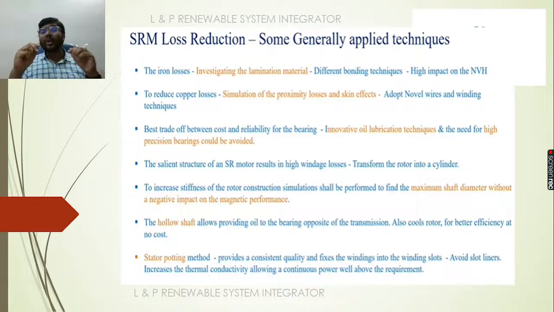In order to increase the stiffness of the rotor construction, we do a simulation to find the maximum shaft diameter without a negative impact on the magnetic performance. And you can use stator potting methods because they provide consistent quality and fix the windings into the winding slots properly.